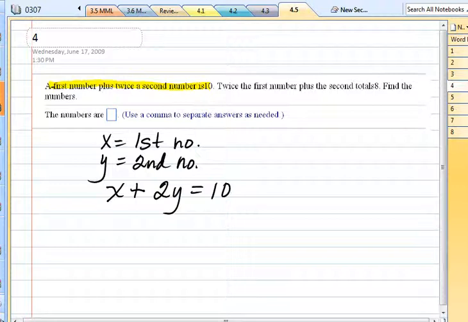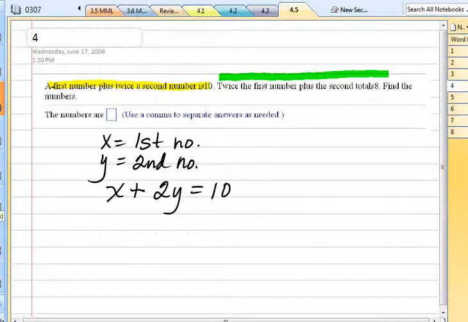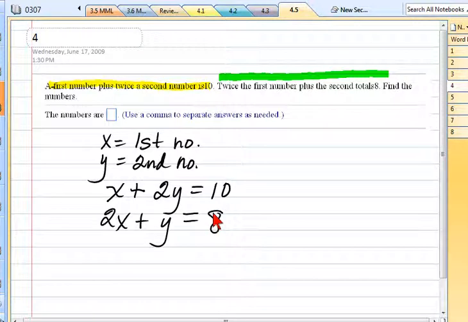Is it okay if I did like Y in parentheses too? Sure. It sure is. All right. The next part says twice the first number, 2x, plus the second number totals 8. And totals just confirms the fact that we did add them.